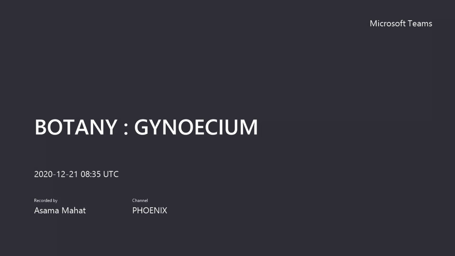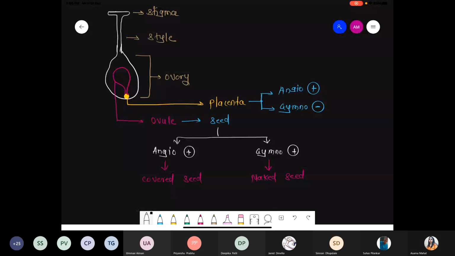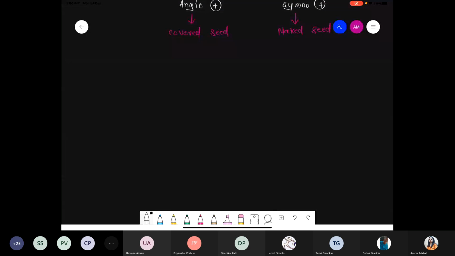In case of the angiospermic plant, placenta. Now, on the basis of the placenta, we are talking about one important point, that is placentation. I think we last class already discussed one point, that is estivation, the arrangement of the sepal and the petal. So now we are talking about another important point from the NEET point of view, that is placentation.